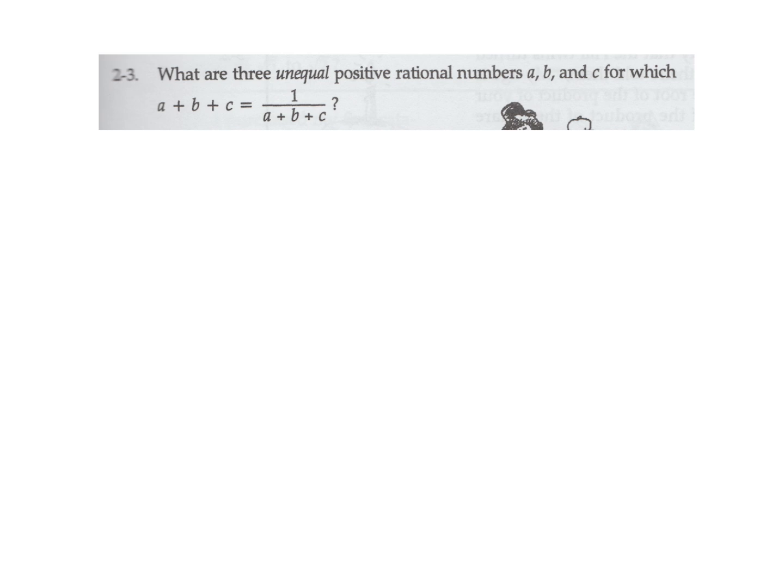What are three unequal positive rational numbers a, b, c for which a plus b plus c is equal to 1 over a plus b plus c? Well, they're positive, so all of them are greater than 0. And they're rational, so they're not necessarily integers. Okay, well, let's take that equation and work with it and see what we can do.